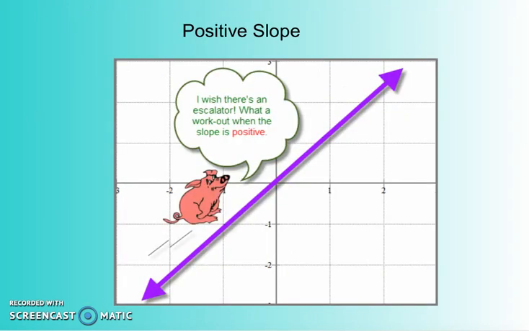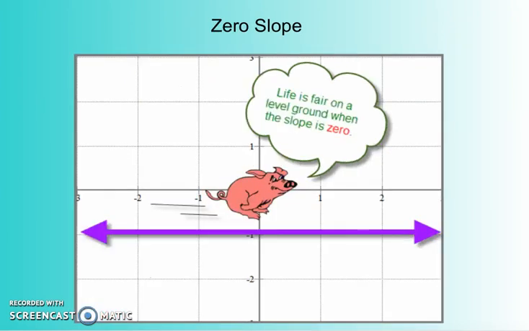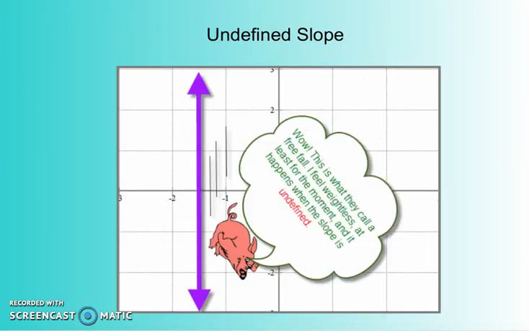And then here's positive slope. I wish there's an escalator. What a workout when a slope is positive. So kind of a workout when you have to climb that hill. And positive, remember, is going up from left to right. Negative, or I'm sorry, zero, I meant to say. And then last one, undefined.